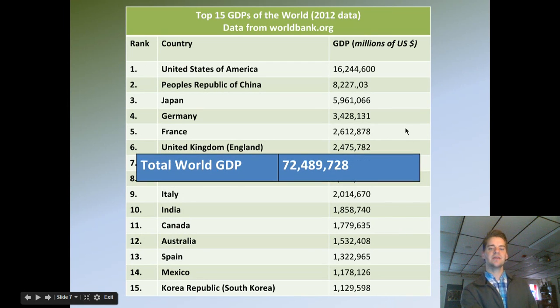The United States is the biggest in the world, but if you added up every country in the world, GDP would be somewhere in the neighborhood of $72 trillion. That's a lot of stuff being produced on our planet in just 1 year.